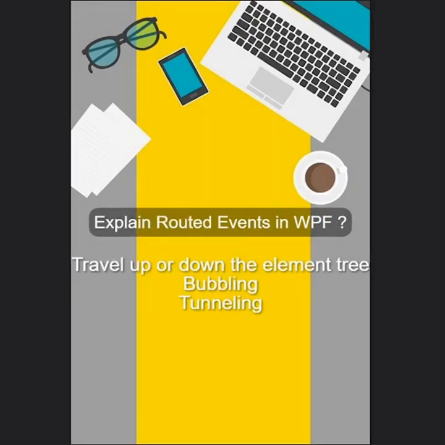Hello, friends. What is a routed event in WPF? Routed events in WPF travel up or down the element tree, allowing multiple elements to handle the same event. There are three routing strategies: bubbling, where the event travels from the source to its parent; tunneling, which goes from parent to child; and direct, which acts like a standard event. Routed events are perfect for decoupling your UI logic from the specific control. Use them wisely for clean event handling.